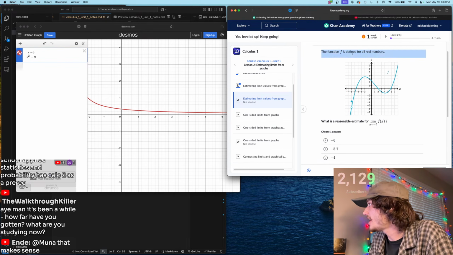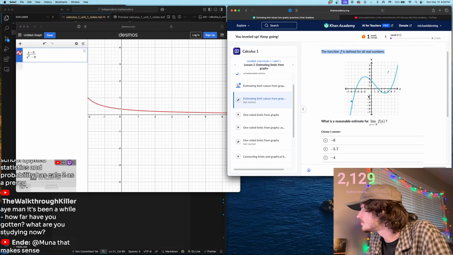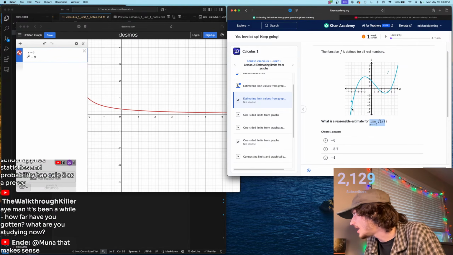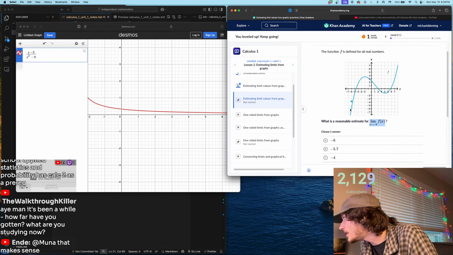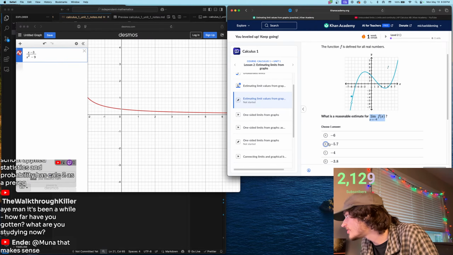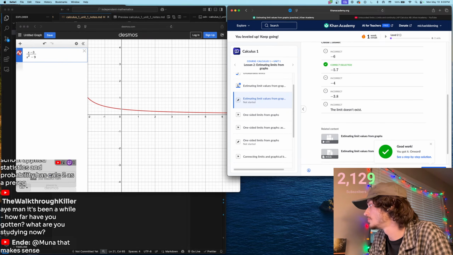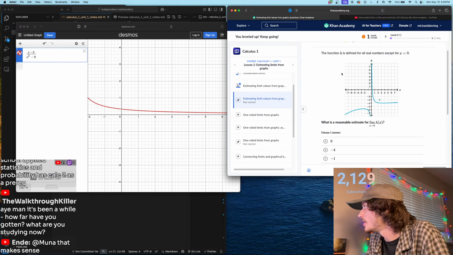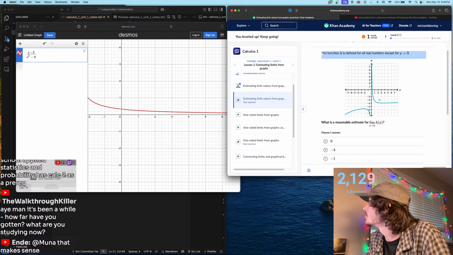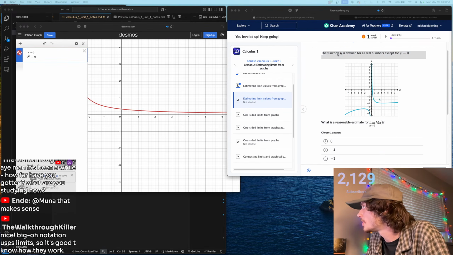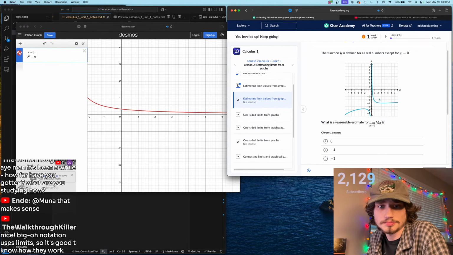The function f is defined for all real numbers. What is a reasonable estimate for the limit of f of x as x approaches -6? It's going to be down here at about -5.7. Woo! Hold on. The function h is defined for all real numbers except 0.